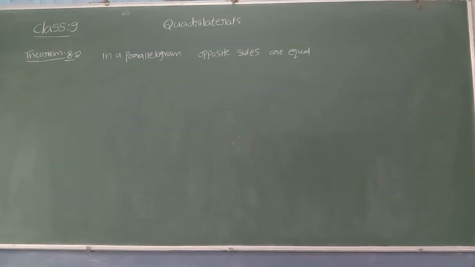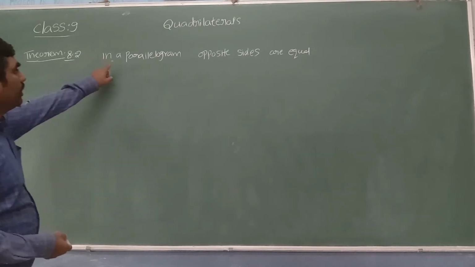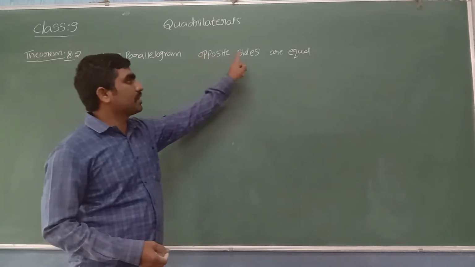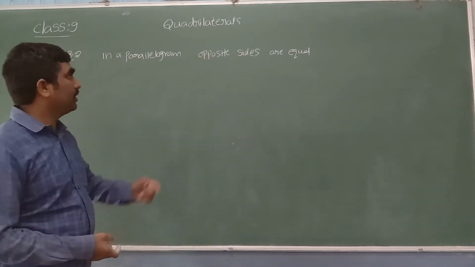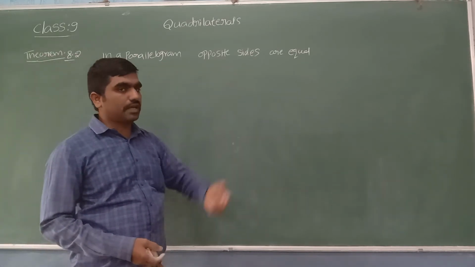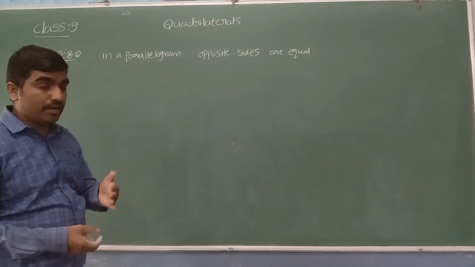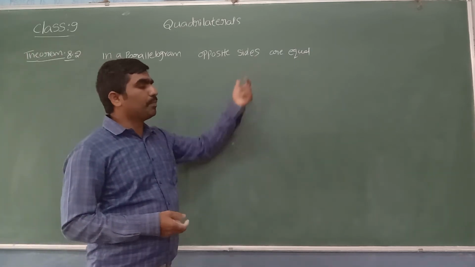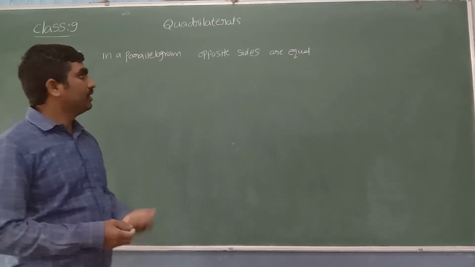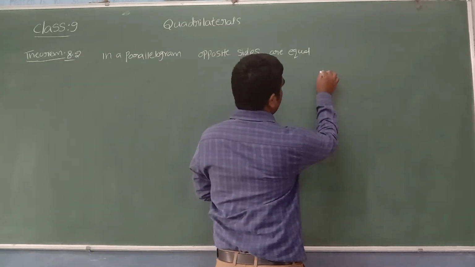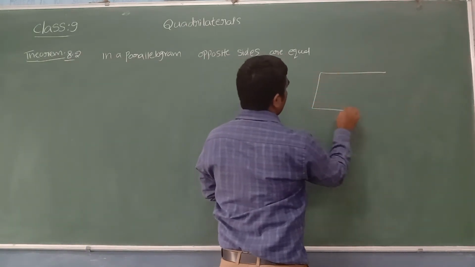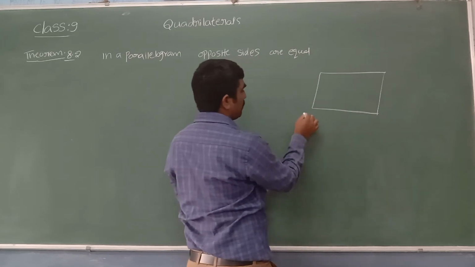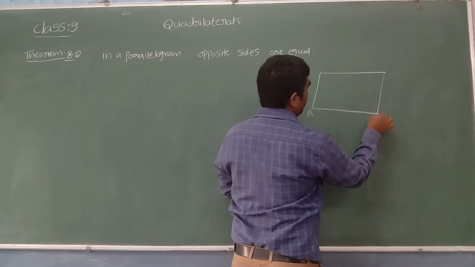Yes, children, let's see one more theorem here, 8.2. Here they said that in a parallelogram opposite sides are equal. We have to prove that in a parallelogram opposite sides are equal. Here the given data is a parallelogram, and we have to prove that opposite sides are equal. So let us draw one parallelogram and name it A, B, C, D.